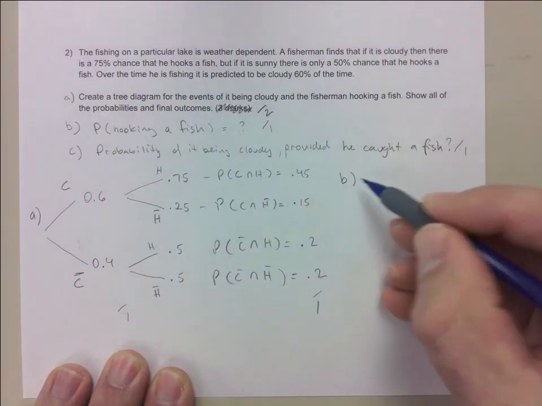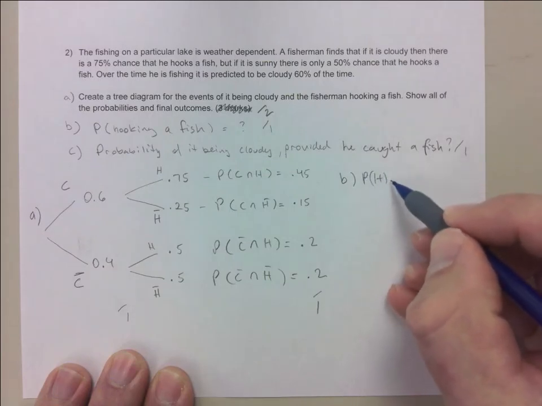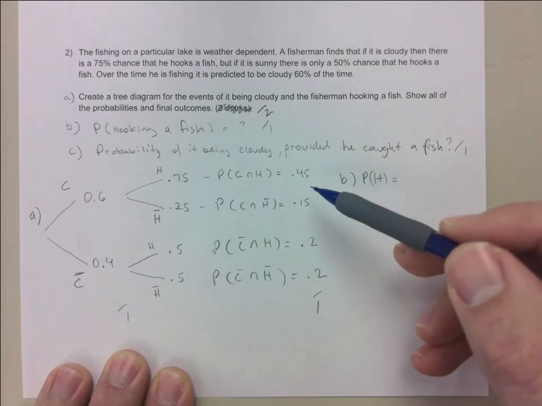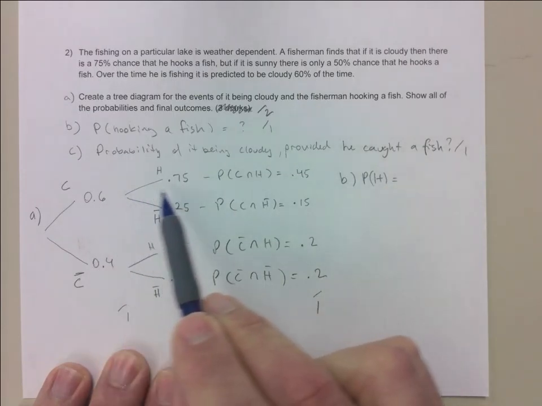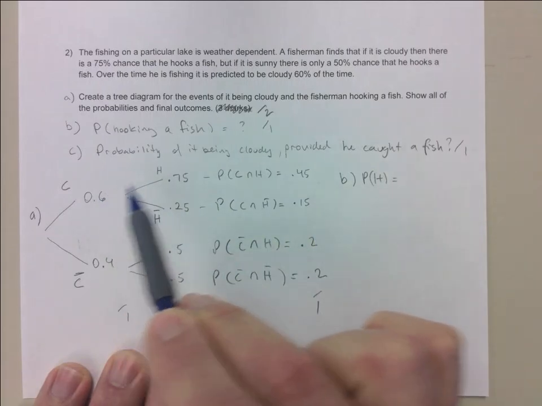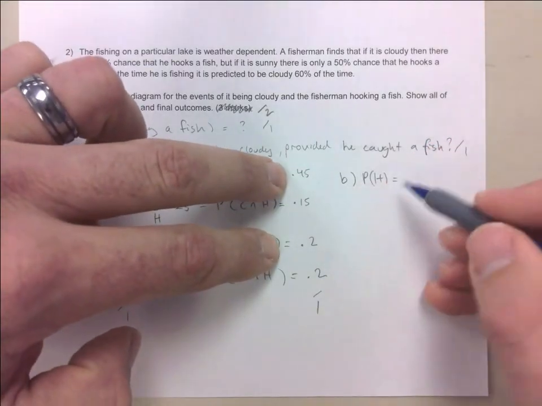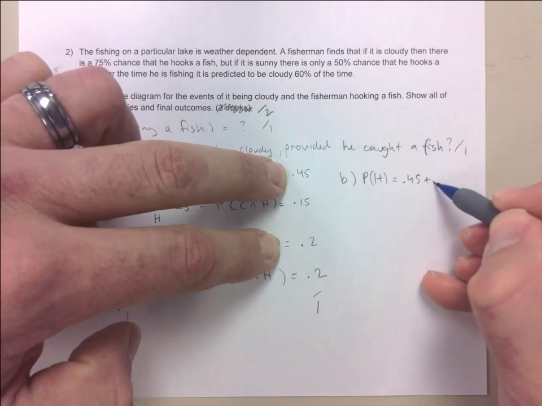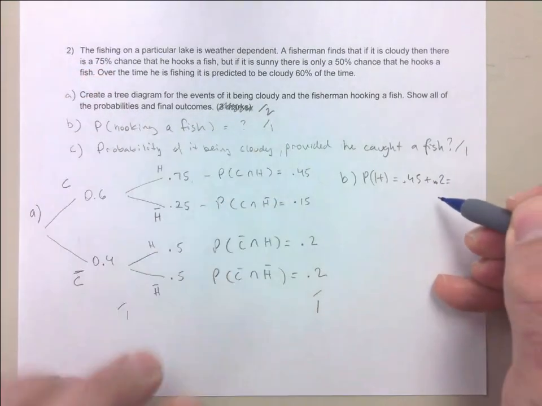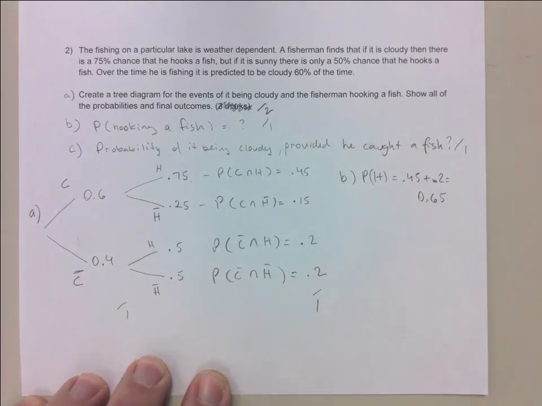Now B, what's the probability of just hooking a fish? It's basically asking for this, and you've got 2 options. So again, we multiply when we go down the branches, because it's and, this happening and that happening. Hooking a fish, you've got 2 options, right? You've got 0.45 and 0.2. So that's 0.65. Okay, so that's what you've got there, 65%.